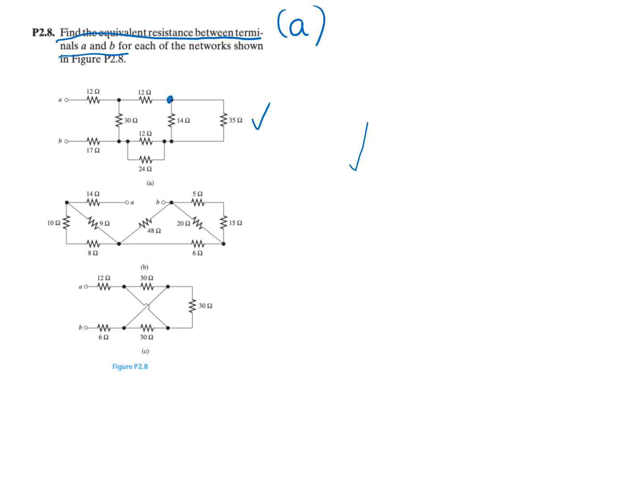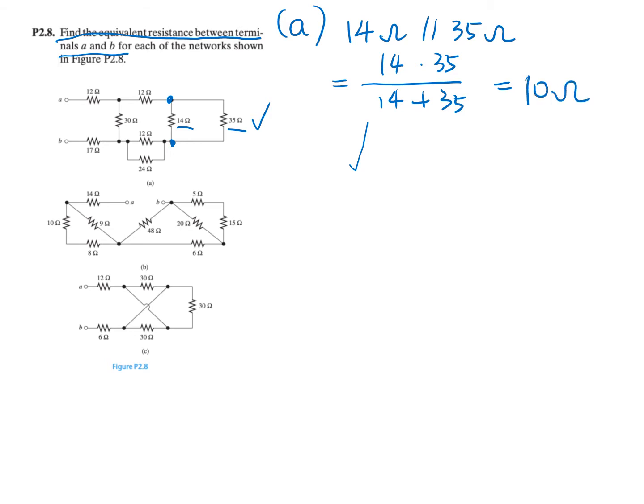Well, you will see the 40 ohm resistor and 35 ohm resistor are connected in parallel. So 40 in parallel with 35 ohm, 40 times 35 over 40 plus 35, we have this as 10 ohm. So we can simplify the circuit, so simplify this part to be a 10 ohm resistor. And let's redraw the circuit diagram.